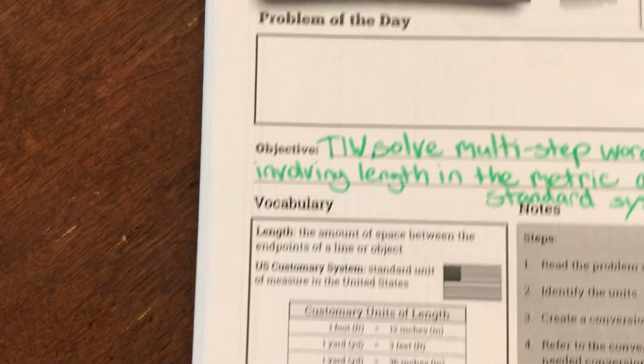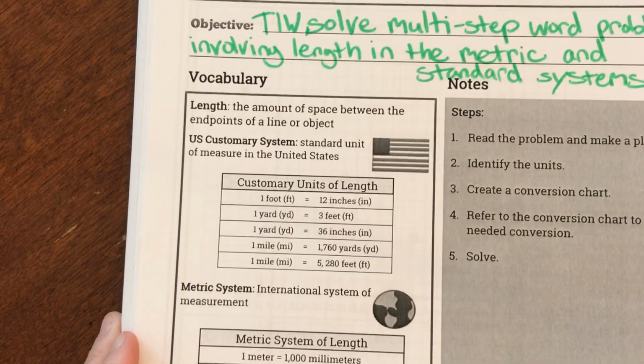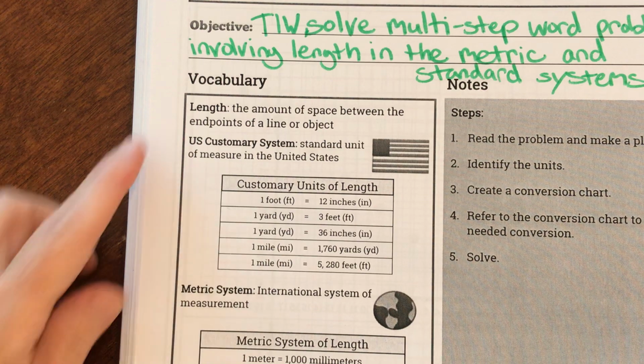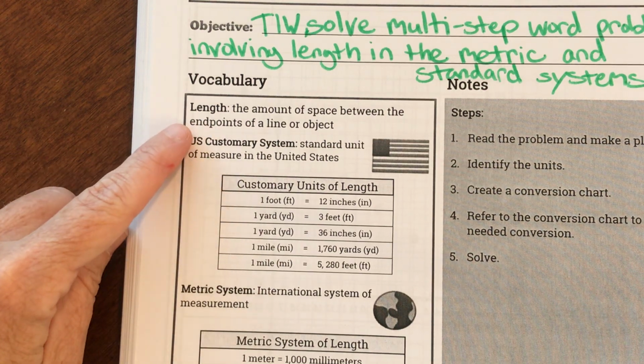Okay, so let's look at our vocabulary pretty closely today. The first thing is length, and we should know what length is. We used length when we found area equals length times width. We used length when we did volume. Volume equals length times width times height. So we should have a pretty good sense of what length is.